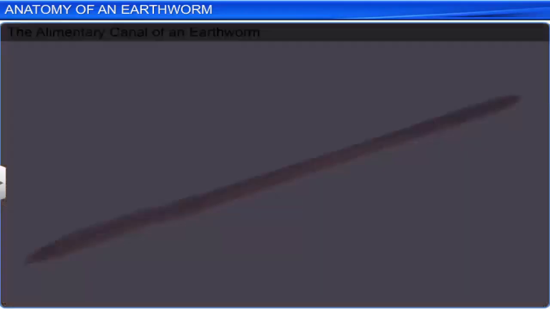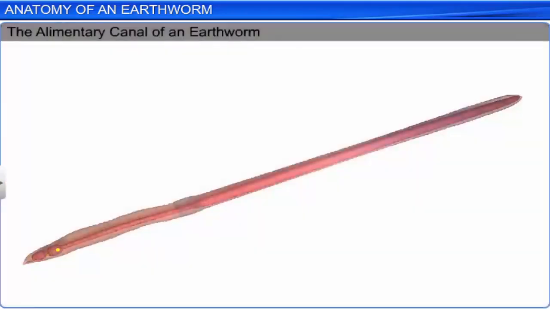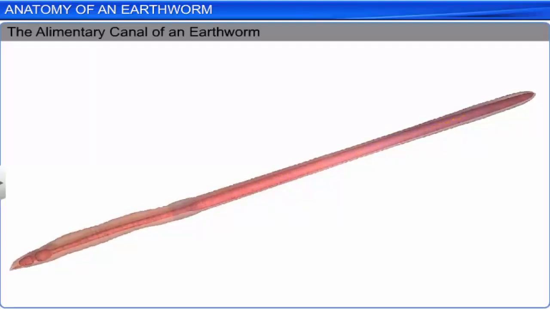As the ingested matter passes through the alimentary canal, it is broken down into simpler absorbable molecules by digestive enzymes. These molecules are then absorbed through intestinal membranes and are utilized by the earthworm.